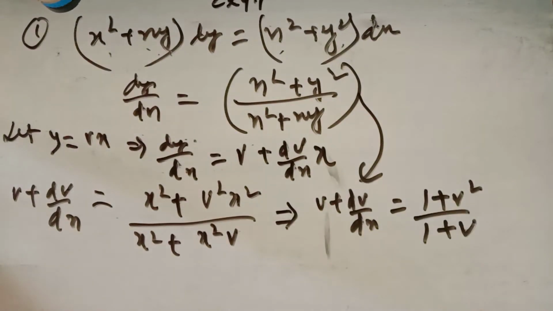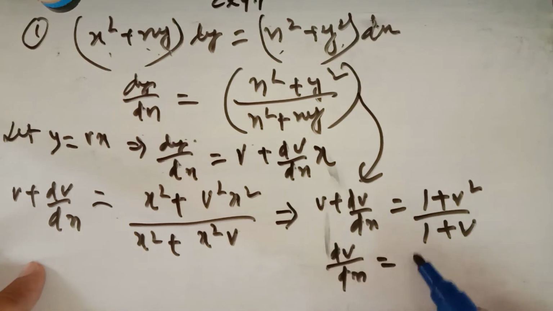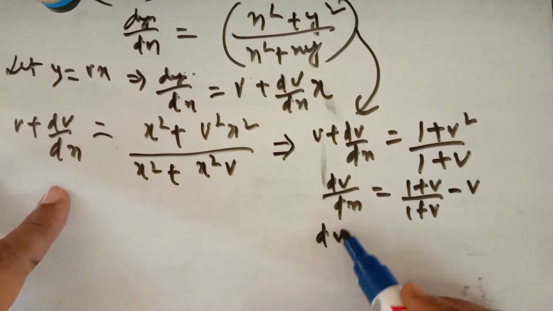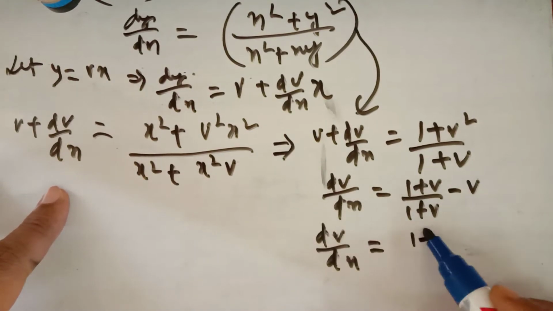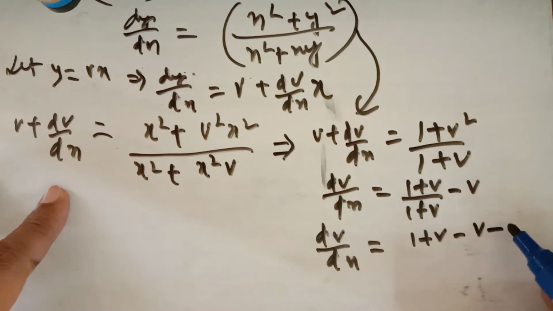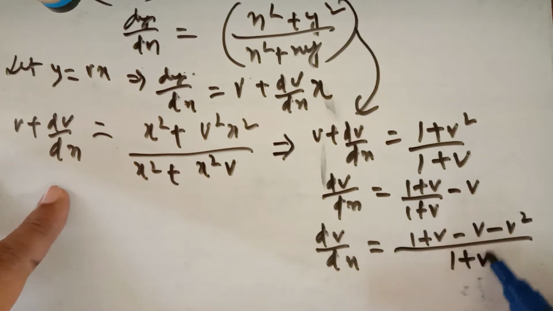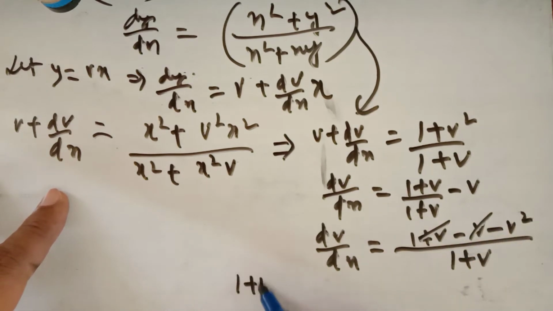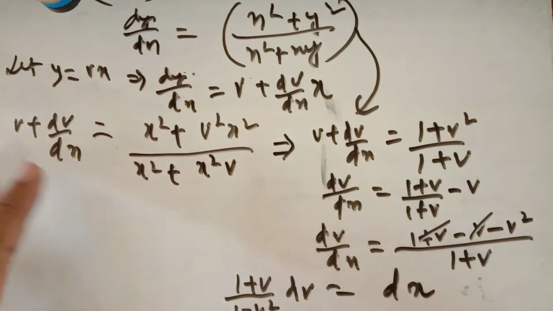When you are solving this type of homogeneous differential equation, then on the right hand side all the terms containing x will be cancelled out. Only you will get the terms having v. Now after that you have to take this v to the right hand side and simplify it. You will get a separable variable differential equation. So in this it will be cancelled out. So you are getting (1 plus v) upon (1 minus v square) dv is equal to dx/x.